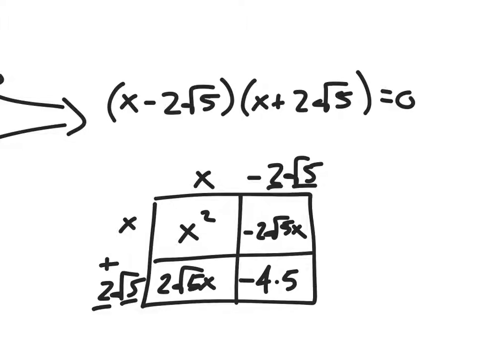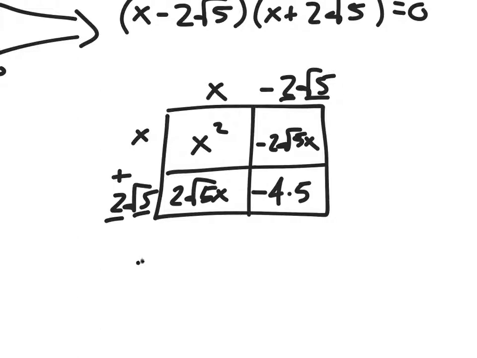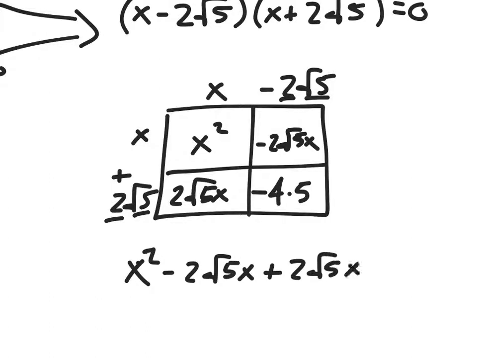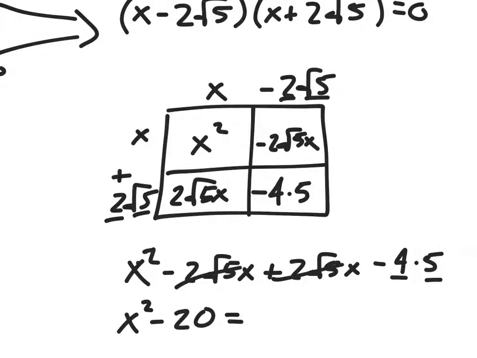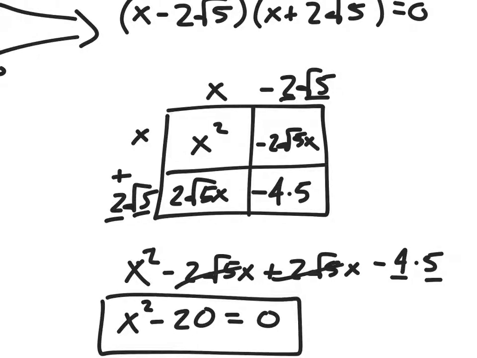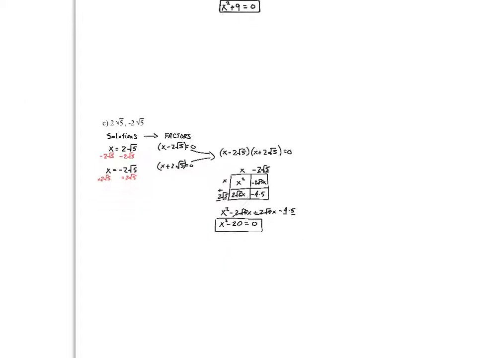As a result, I'm going to get x squared minus 2 square root of 5 times x plus 2 square root of 5x and then minus 4 times 5. So negative 2 square root of 5x plus 2 square root of 5x are going to cancel out to 0. Now I just have negative 4 times 5, which gives me minus 20, and that's equal to 0. That's my answer.